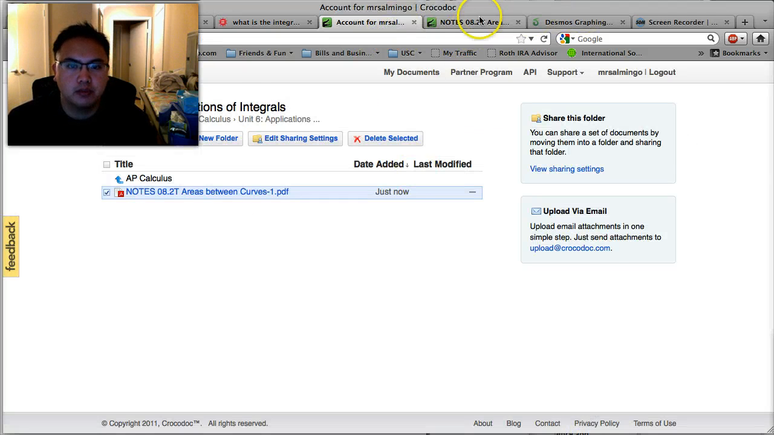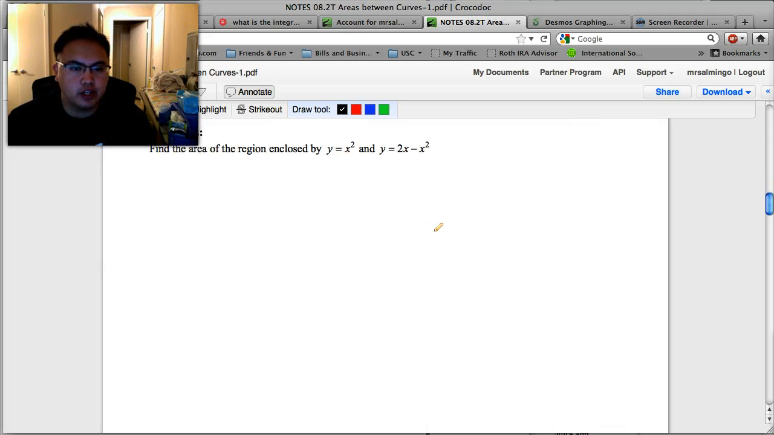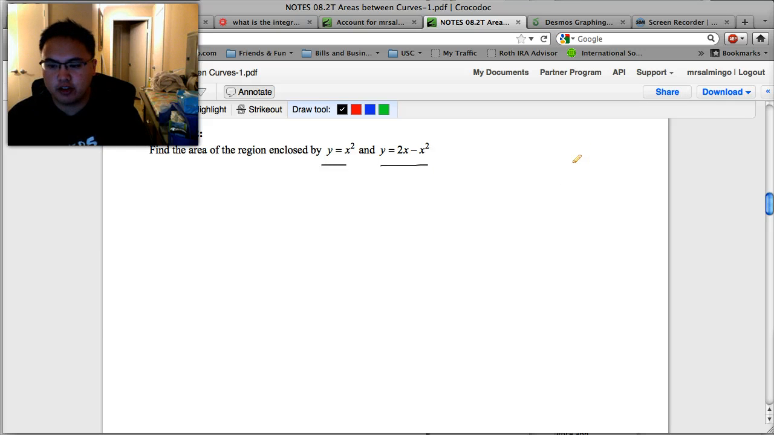Okay. Let's go down to example number 2, and it says find the area of the region enclosed by x squared and 2x minus 2. You notice in this problem I'm missing the bounds. So what they're trying to get you to do is look at the graph and figure out on your own where the bounds are.